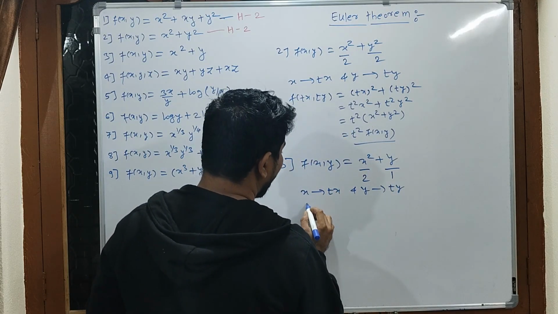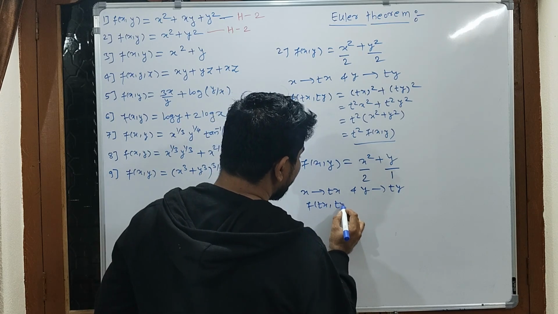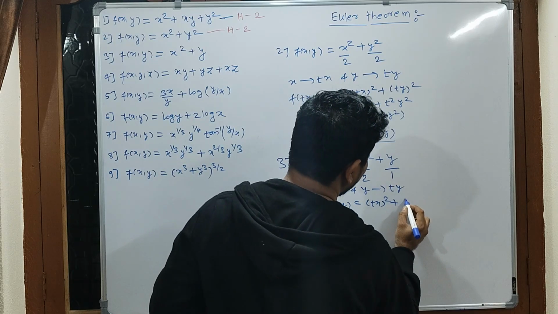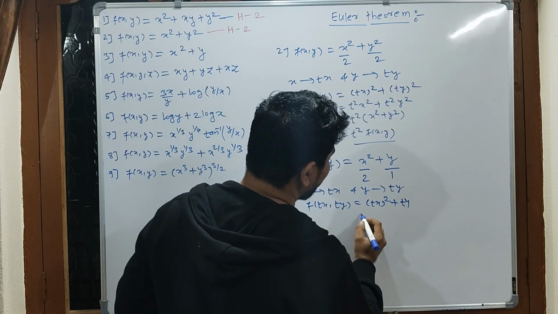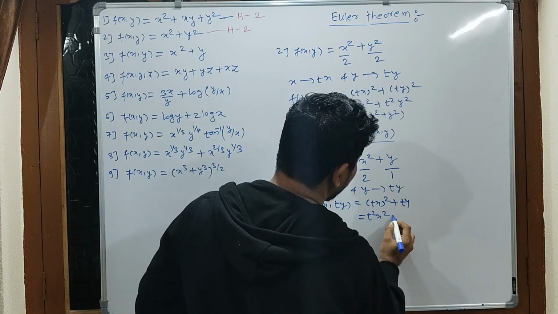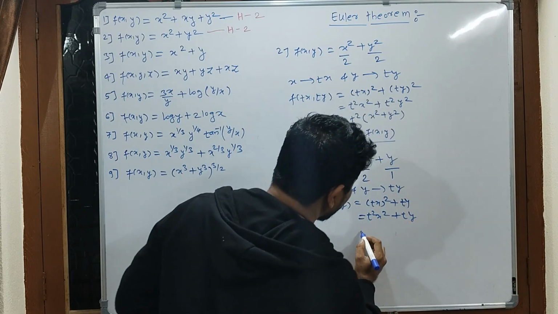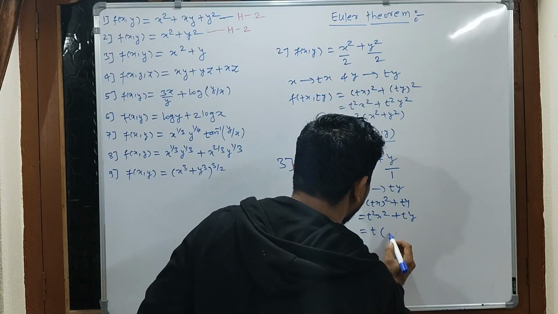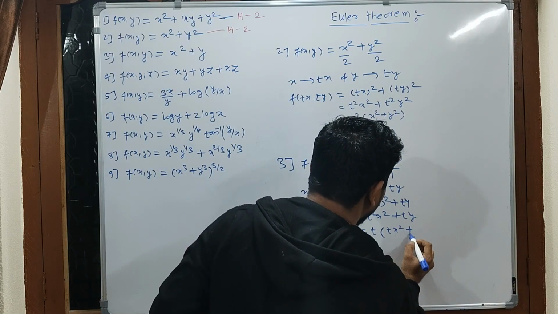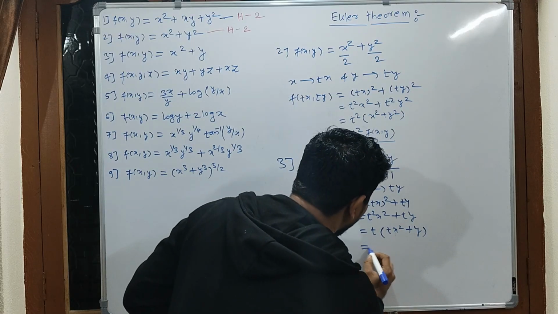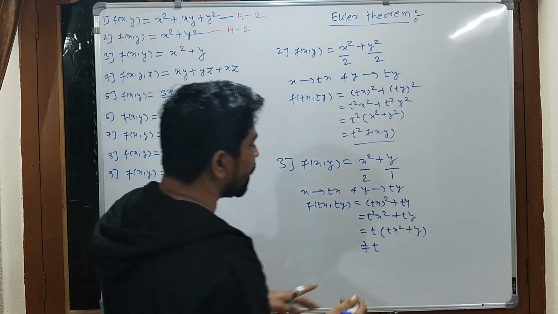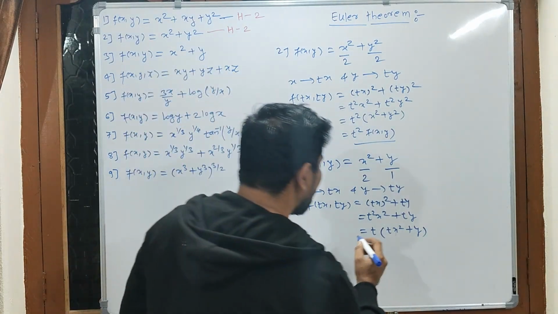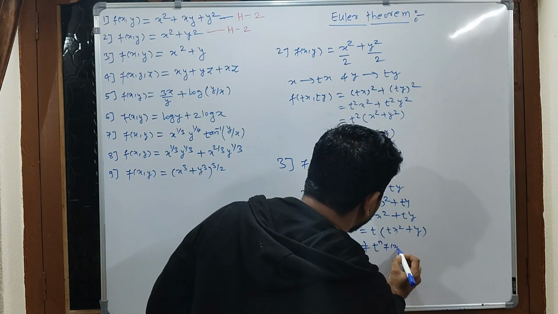Here f of tx comma ty can be written as the first term squared plus this is t times y. So this is equal to t square x square plus t times y. So this is equal to, here I will take only t common. So t times (t x square plus y). This is not the same as t to the power 1 times f of x comma y. This is not the same as t to the power n times f of x comma y.